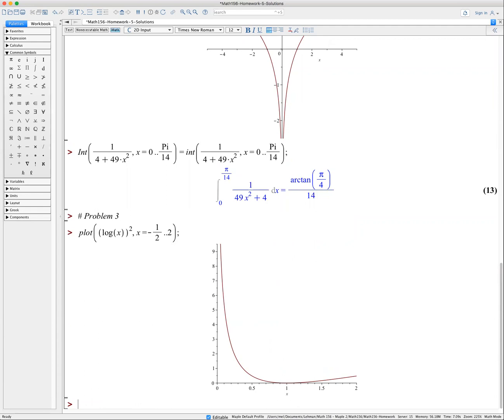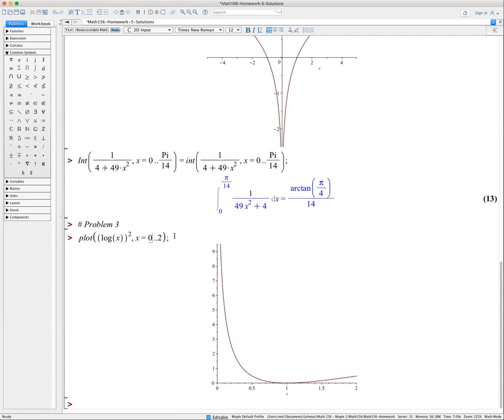So the log of x is only defined when x is positive. So there's nothing graphed from -1/2 to 0. I should have changed that. Let me make that 0. It's the same graph.